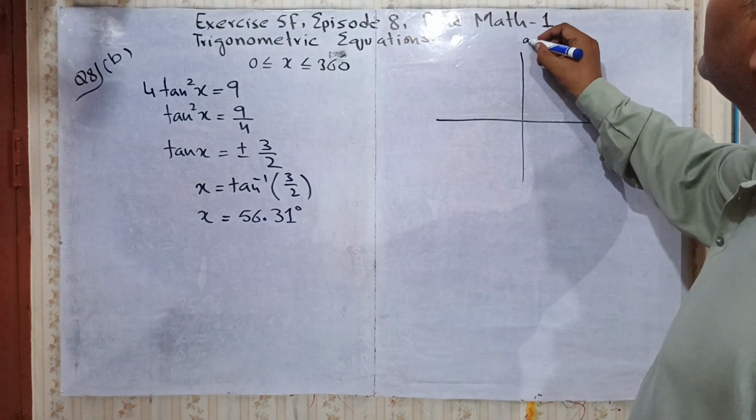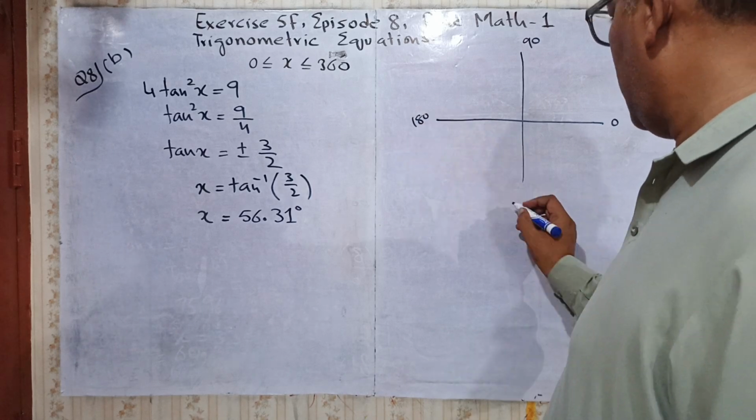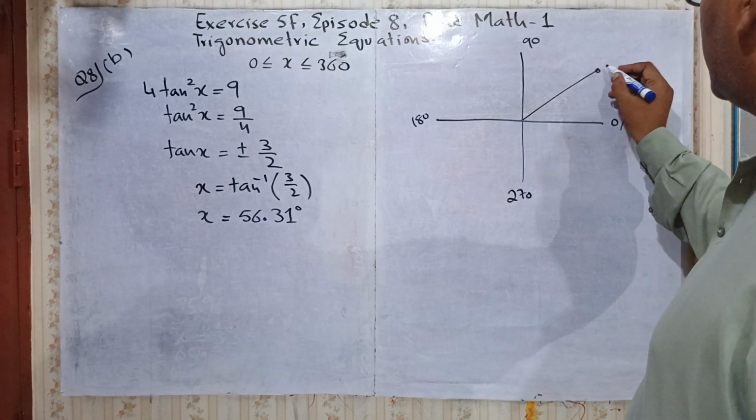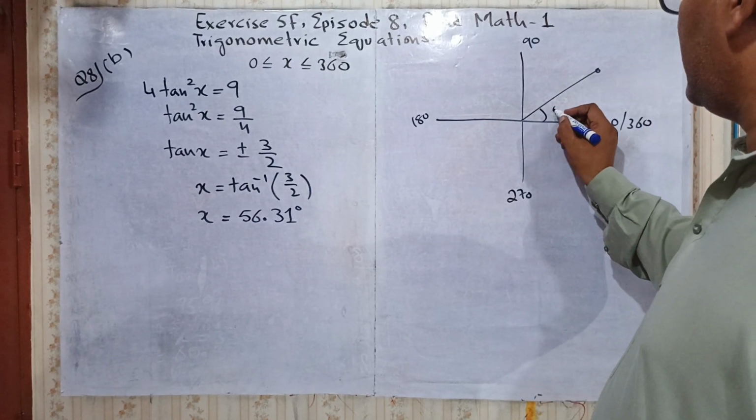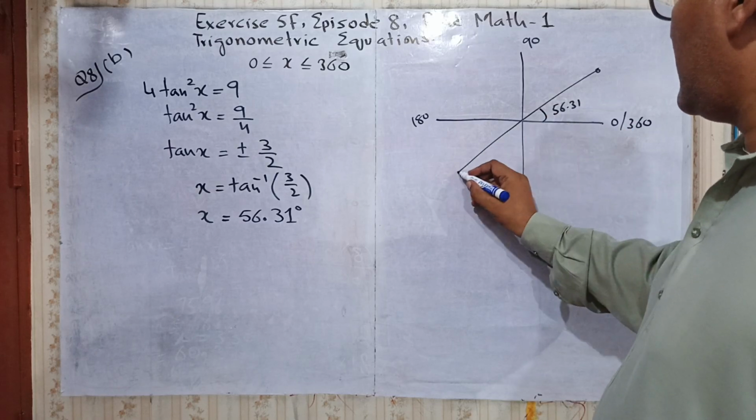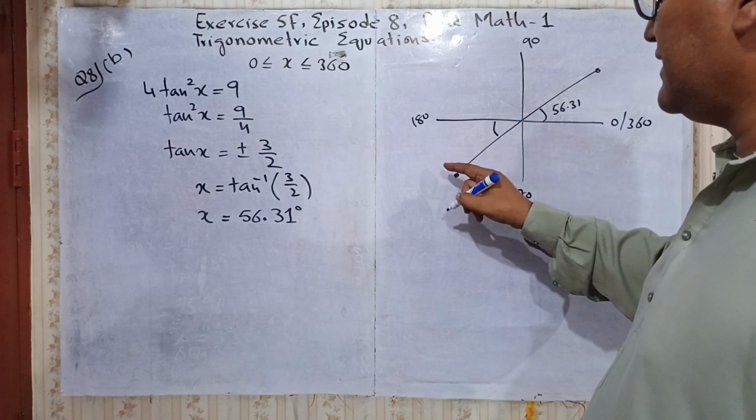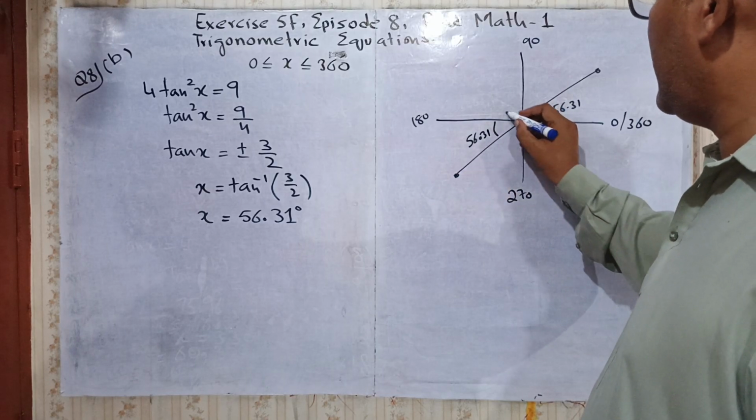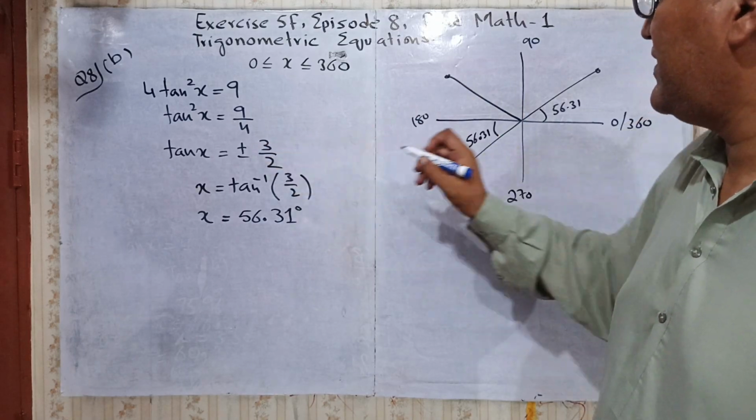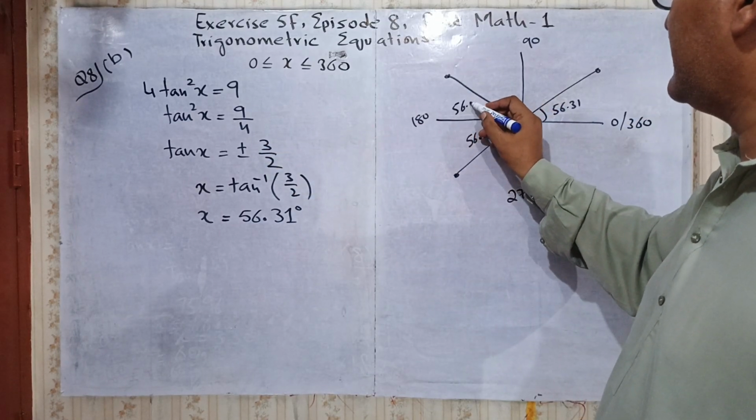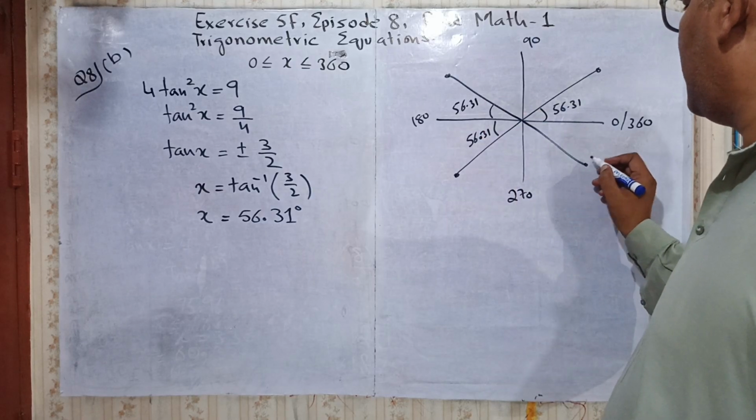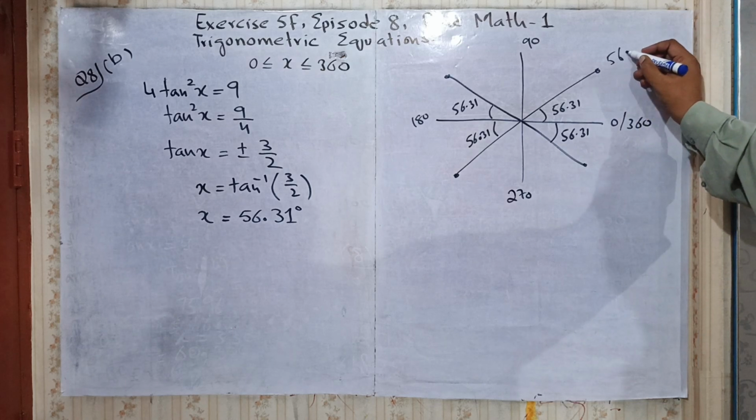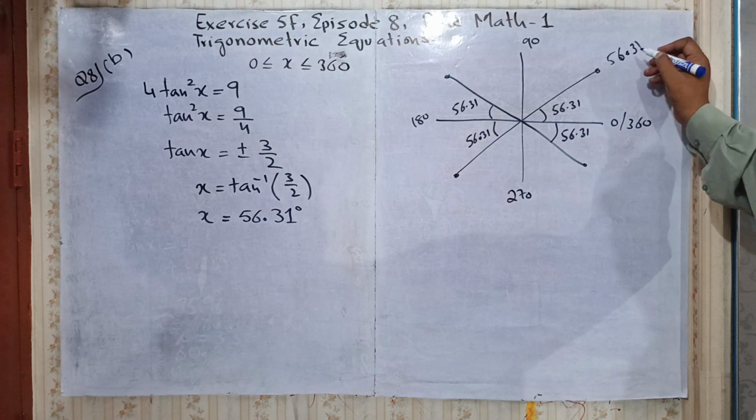So this is 0, this is 90, this is 180, this is 270, this is 360. Here the tan is positive, the base angle is 56.31. Here also the tan is positive, so this base angle is 56.31. Here the tan is negative because it's positive and negative both. The base angle will be 56.31 here also. So this angle is 56.31.